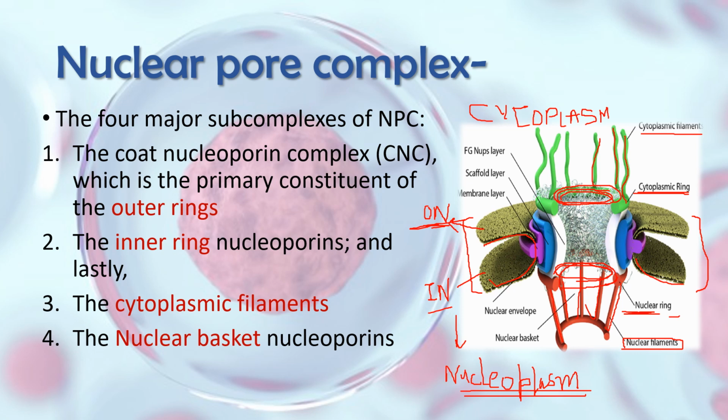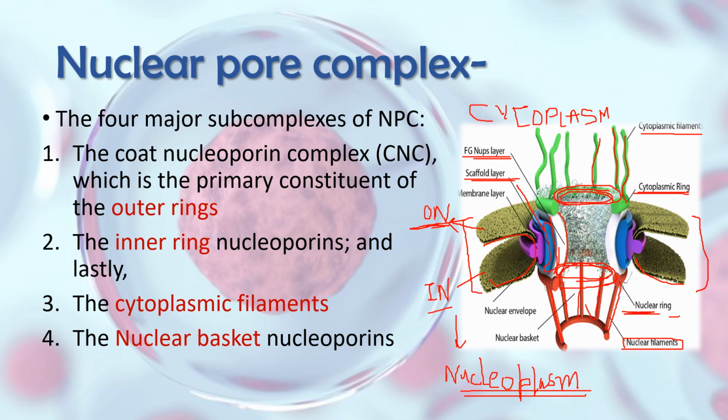Now these two rings are connected together by two more layers. The inner layer, this white one, and the outermost layer, this blue one. This white layer is known as the Fg Nups layer and this blue layer is known as the scaffold layer. So these two rings are connected together by the Fg Nups layer and the scaffold layer.